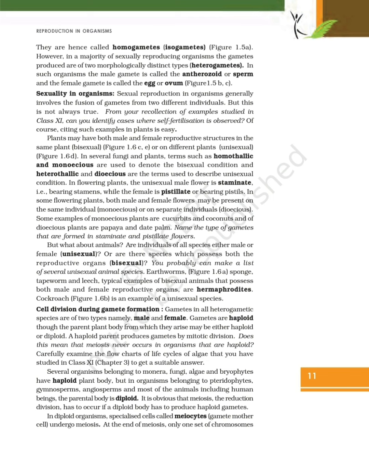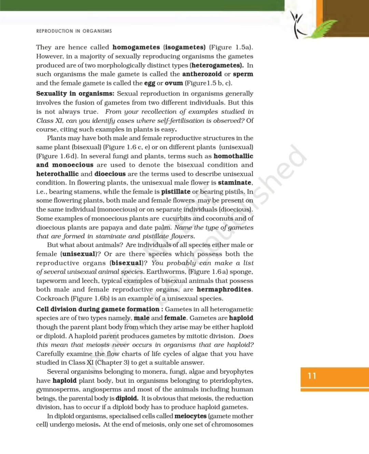Sexuality in organisms. Sexual reproduction in organisms generally involves the fusion of gametes from two different individuals, but this is not always true. From your recollection of examples studied in class 11th, can you identify cases where self-fertilization is observed? Of course, citing such examples in plants is easy. Plants may have both male and female reproductive structures in the same plant, that is bisexual, or different plants, that is unisexual. In several fungi and plants, terms such as homothallic and monoecious are used to denote the bisexual condition, and heterothallic and dioecious are terms used to describe unisexual condition.